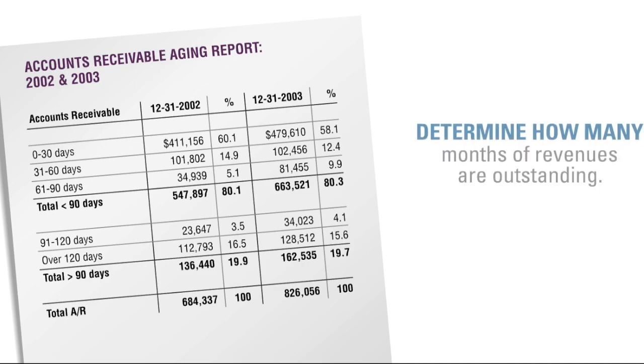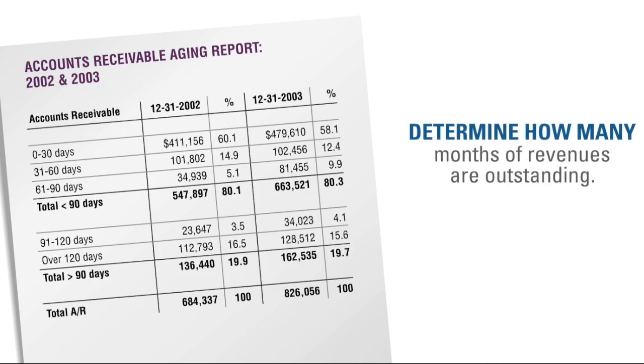You should also determine how many months of revenues are outstanding. For example, if net revenues average 300,000 per month and outstanding AR is 900,000, then 3 months of revenues are outstanding, which is not unusual. If less than 3 months of revenues are outstanding, the group is doing a good job of collecting. If more than 3 months of revenues are outstanding, the practice may need to focus more effort on AR management or evaluate its write-off policy.